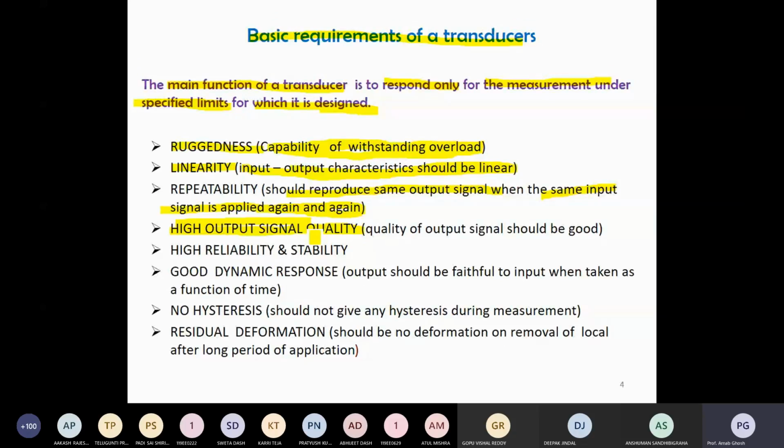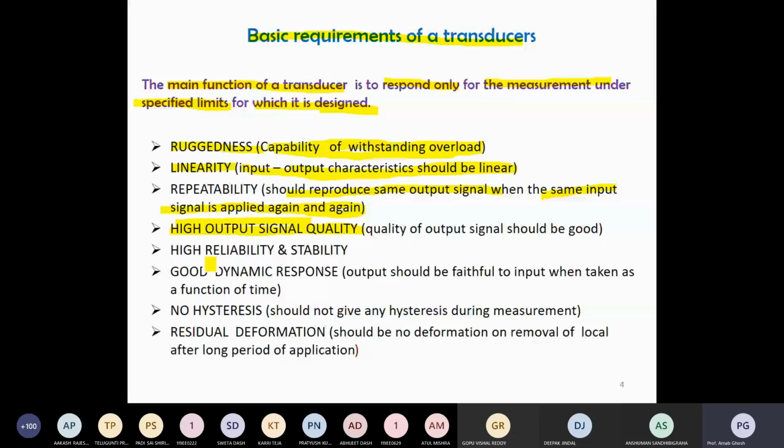So that response time should be very less. When you give input, accurate output should come simultaneously. Otherwise you should not select those instruments or sensors. High reliability means all the time it will give you reliable results. If you are not getting reliable results throughout the time period, then your transducer or sensor is not an accurate one.